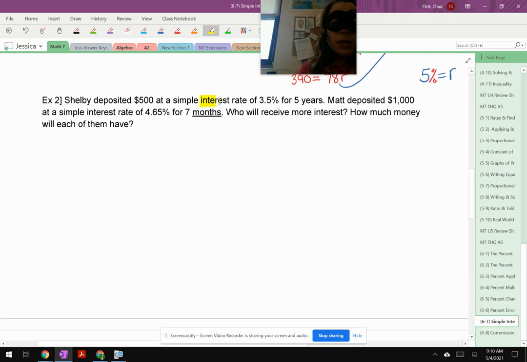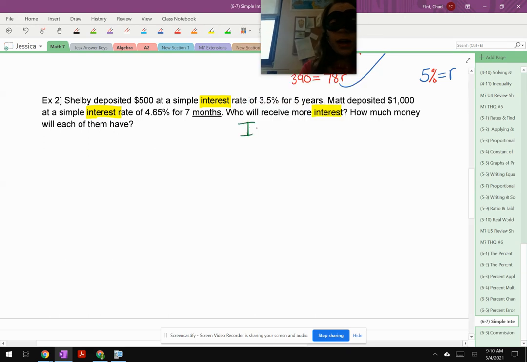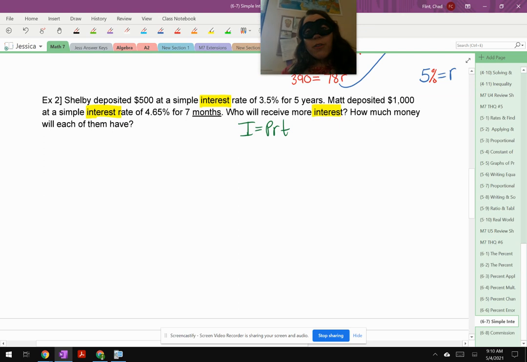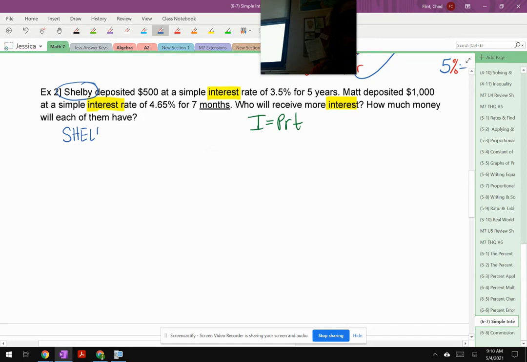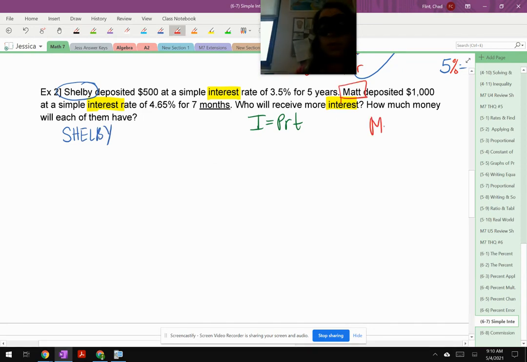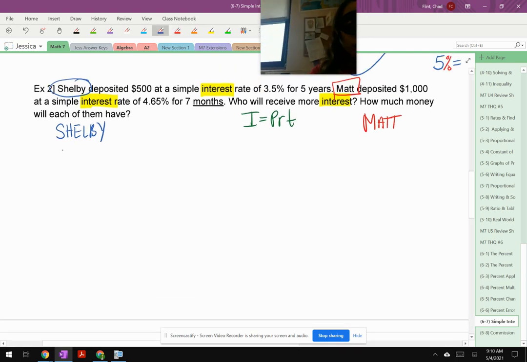We definitely notice that because of all this interest mention, we're going to use that interest formula, I equals PRT. And we're going to have to do this twice. We're going to have to do this once for Shelby, who we're going to do in blue, and then again for Matthew, which we're going to do in red, because organization is key.